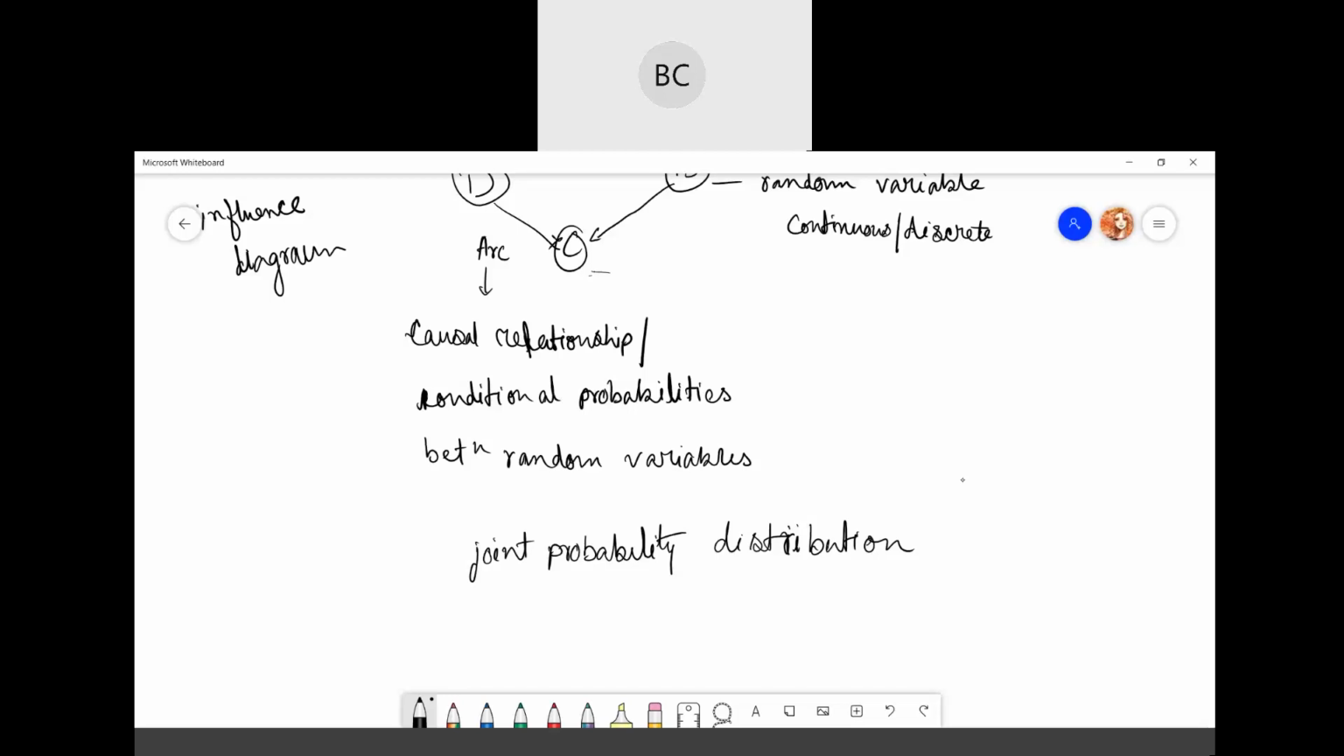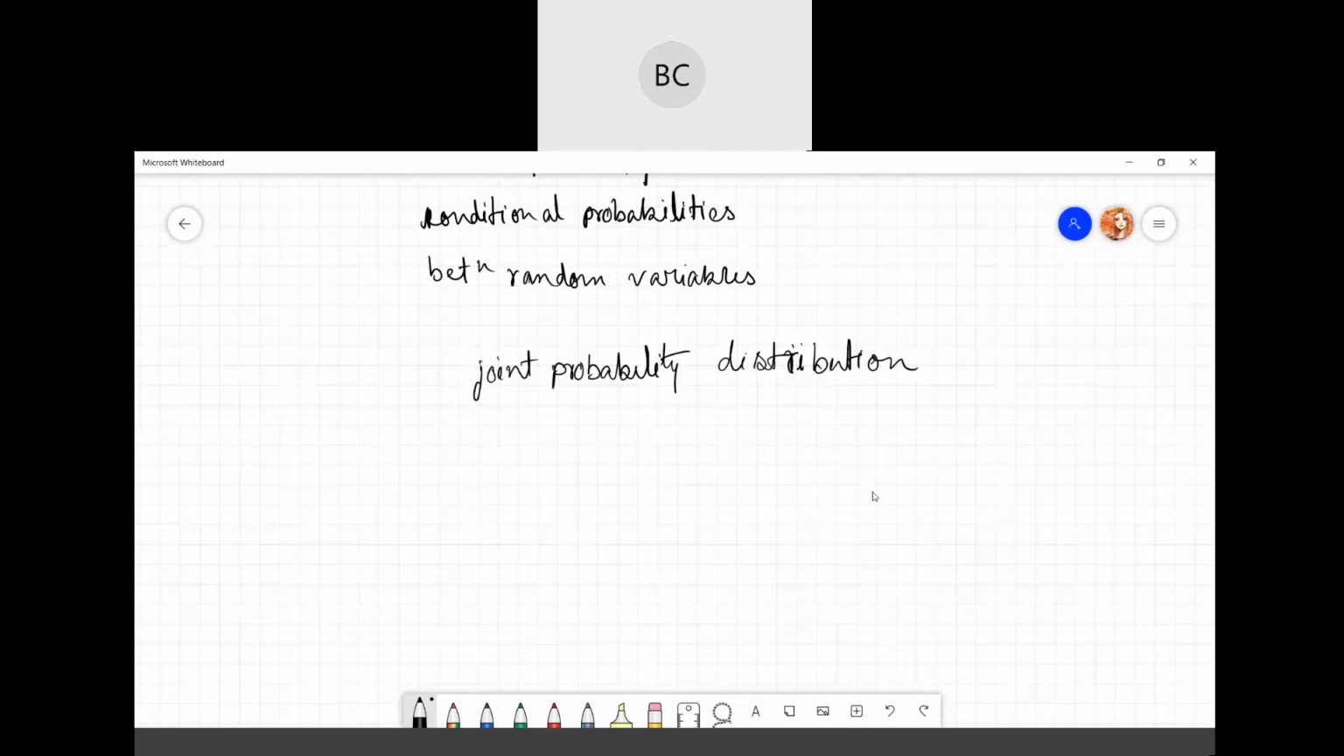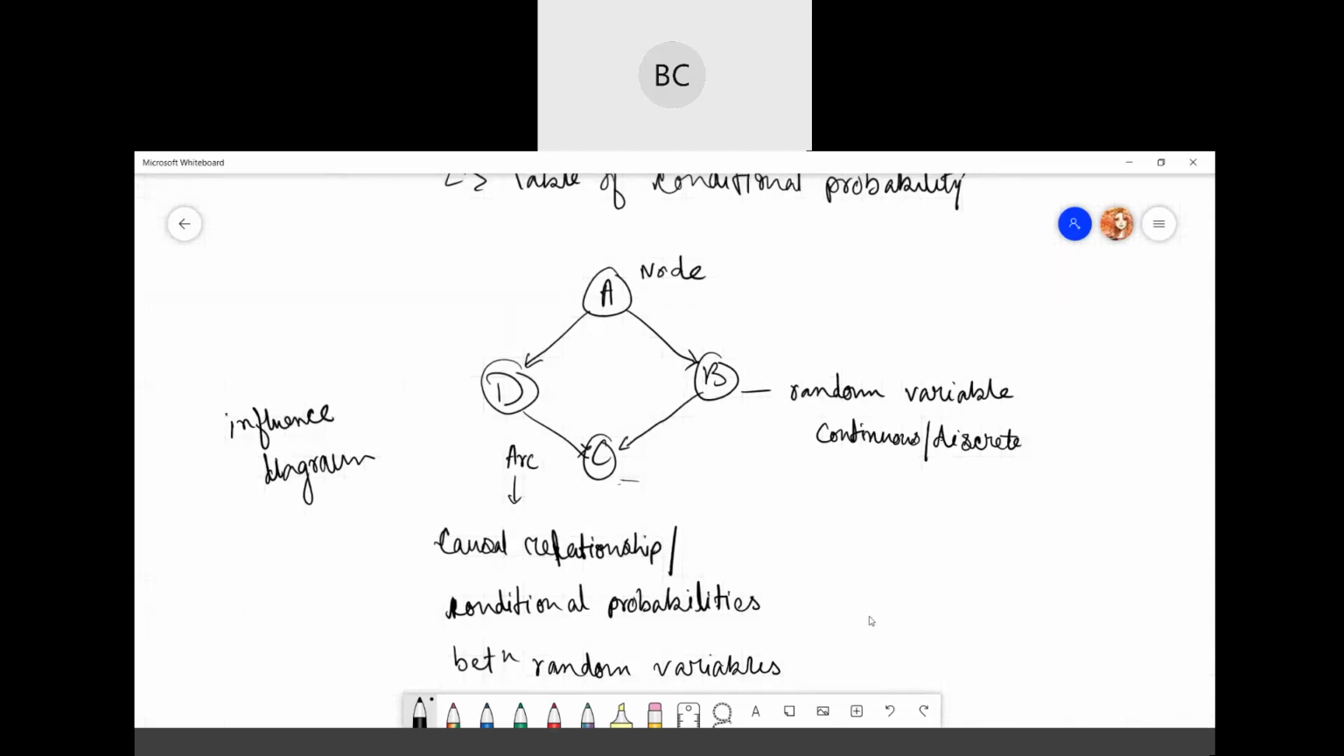The example is going to be a big math problem, so I'll give you the example just in the notes. For now, just know the concept.